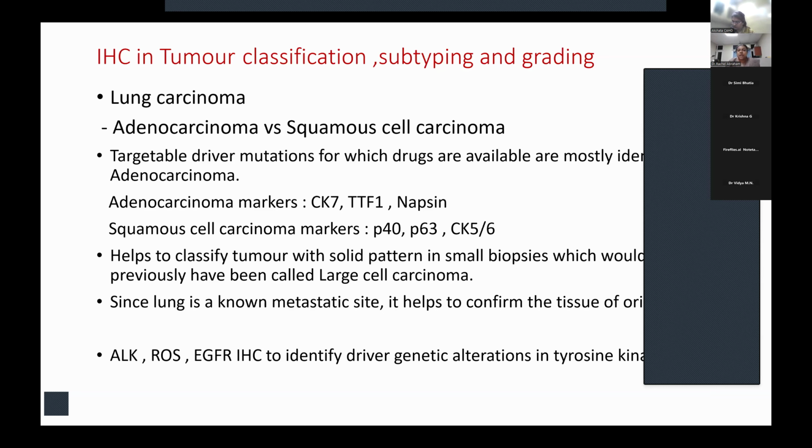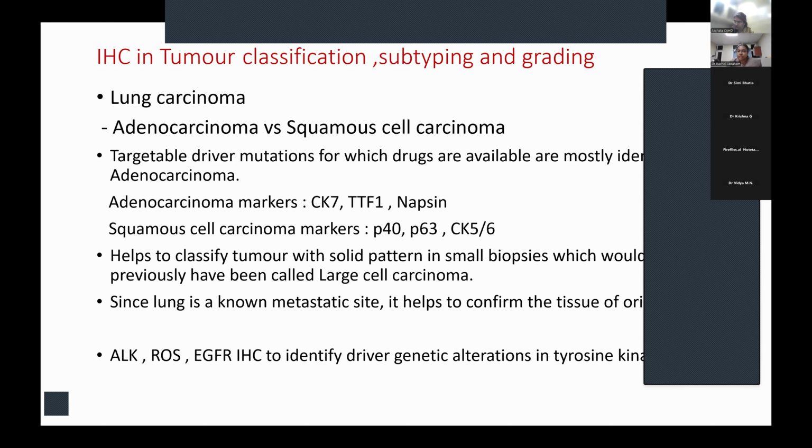For example, if you have a small biopsy in which we are able to see only a solid pattern of a tumor with no clear adeno or squamous differentiation, and we are not able to demonstrate mucin, if by IHC it's coming positive for one of these markers, we are able to classify the tumor rather than labeling it just as a large cell carcinoma. Also, we know that adenocarcinomas from various sites can look similar under the microscope. Since lung is a known metastatic site, it also helps to confirm the tissue of origin.